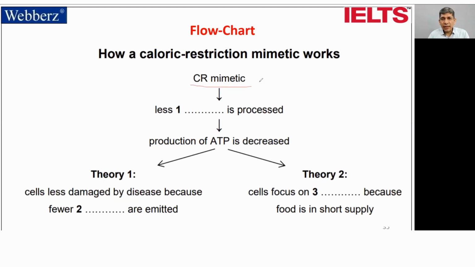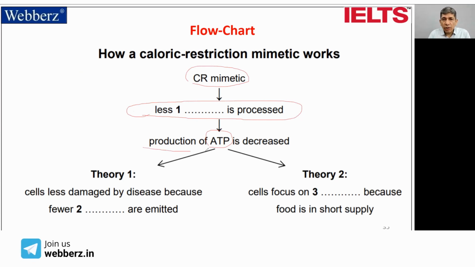So we have CR mimetic. We don't know what is CR, but if we read it carefully, it is caloric restriction. Isko isne CR mein bana diya hai. Now I have no clue about ATP. So mere ko passage mein se dhoondna padega what is ATP. So pehle CR mimetic says less ATP is processed. Koi cheez kam process ho rahi hai. Production of ATP is decreased. ATP ki production decrease ho jati hai.